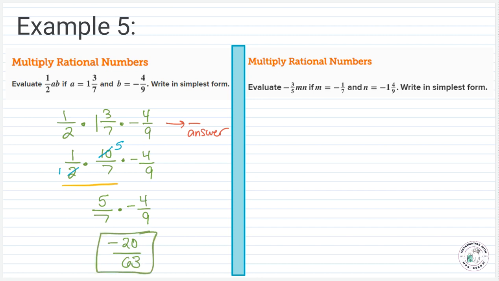So same idea with the question on the right. It says to evaluate -3/5 mn if m is equal to -1/7 and n is equal to -1 4/9, right in simplest form. So with this question, we have -3/5 multiplied by m, which is -1/7, multiplied by n, which is -1 4/9. So we have 3 negatives in this case. So if I just focus on these two first, a negative times a negative is going to be a positive. But then multiplying by a negative will now turn that answer into a negative. So this is another question where our answer will be negative.